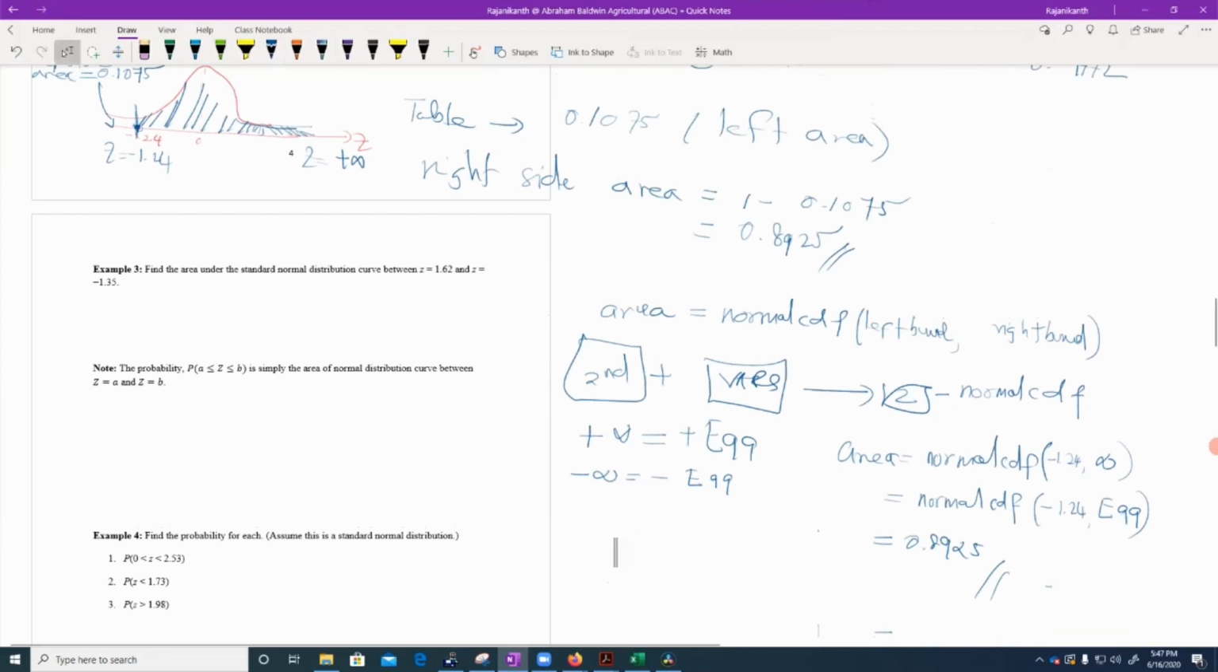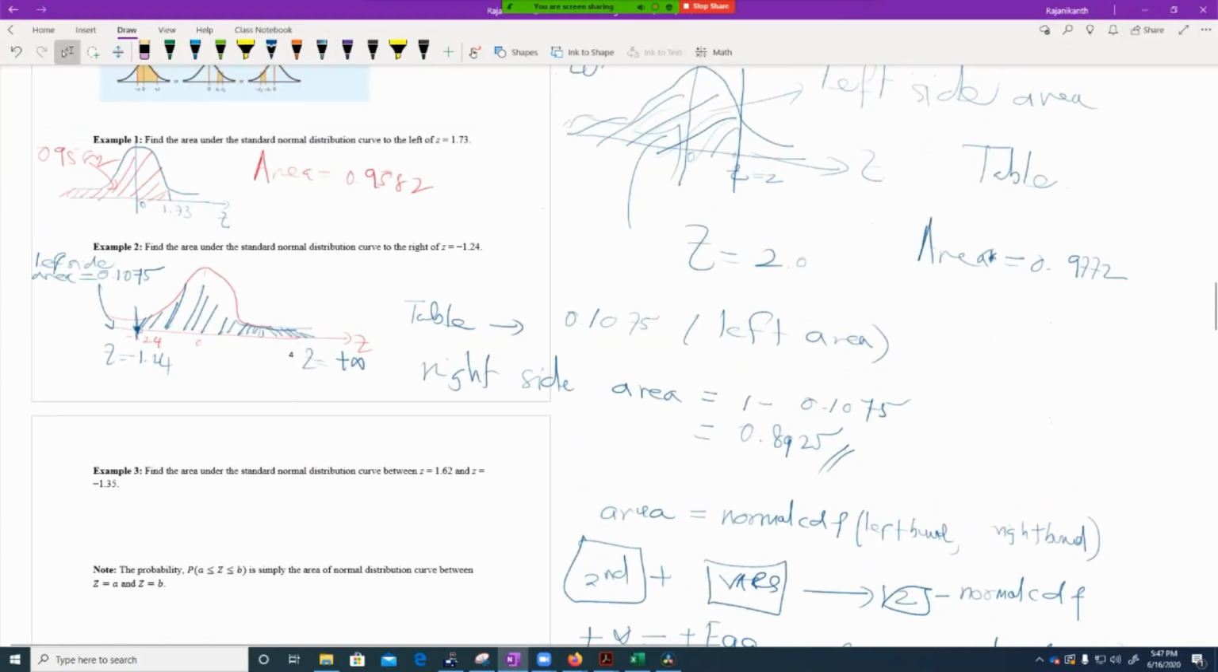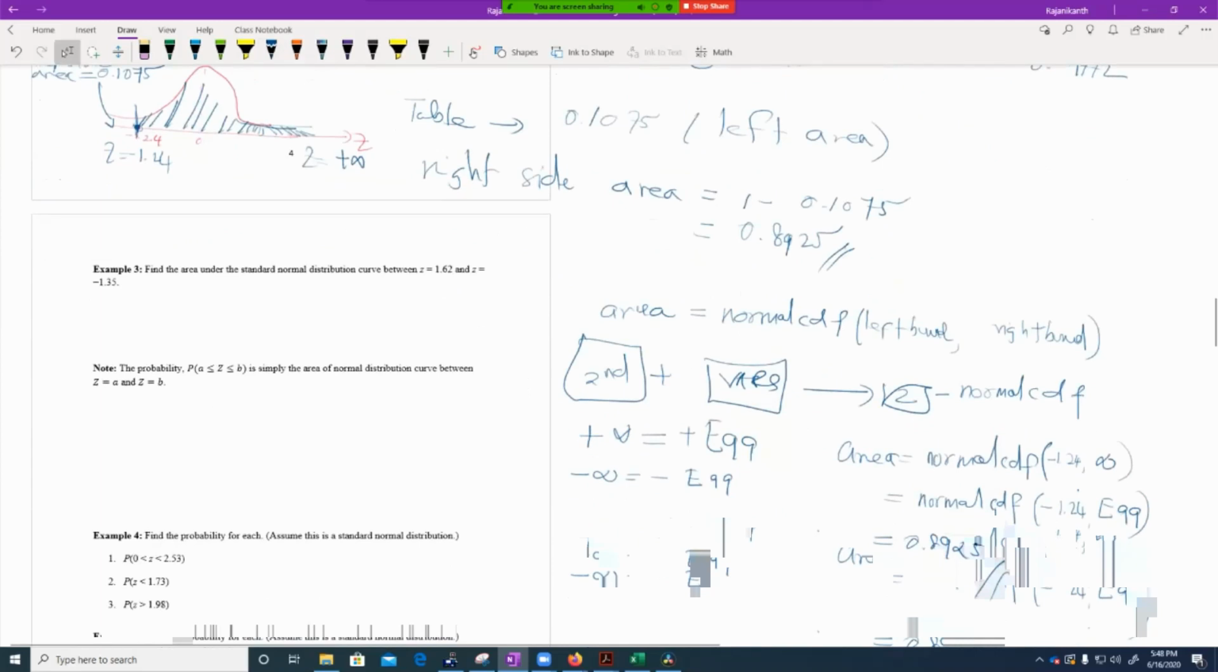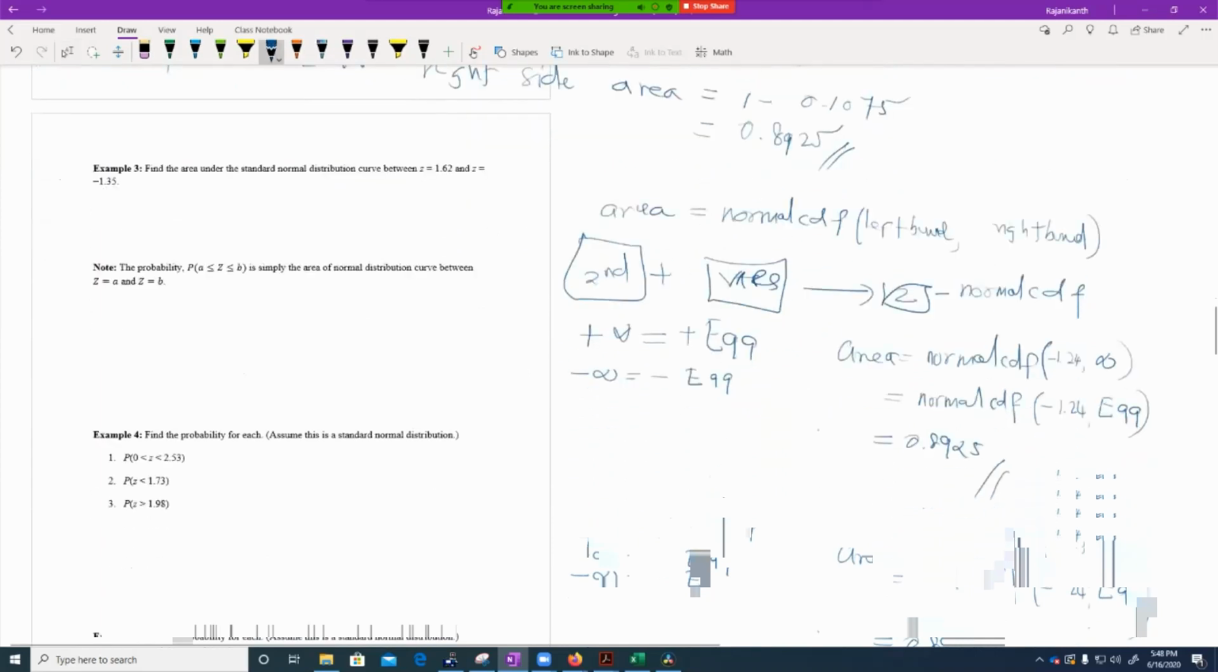But if you want to use the table, then that's a problem. The table always will give you the left side area. Suppose you want to find the right side area, find the left side area and subtract from 1. That's up to you now. You could do the problem in either way. Okay, so hereafter I'm going to use the calculator.